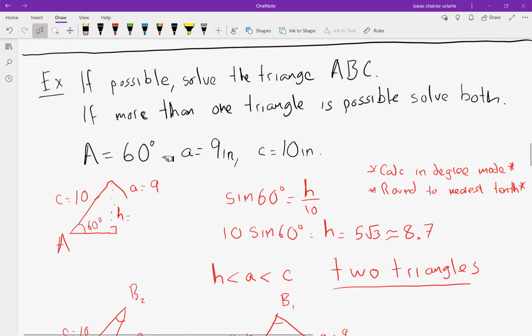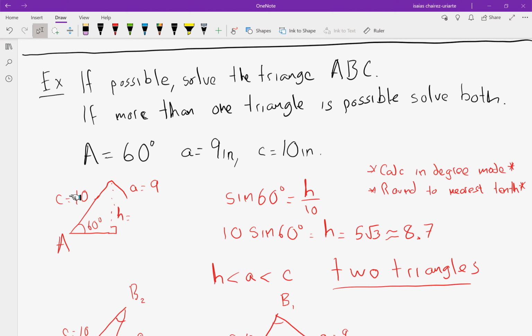What I would do with pretty much any of these problems is begin by sketching a little picture. I think it helps me start organizing my information. So I've already sketched this little picture here of the information that was given to me. The angle A was given to me. I was told that it's 60 degrees. The side opposite is 9 inches. And then I was also given this other side, which is supposed to be 10 inches.